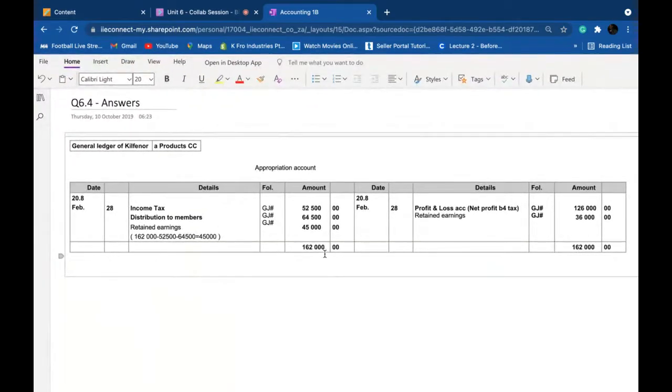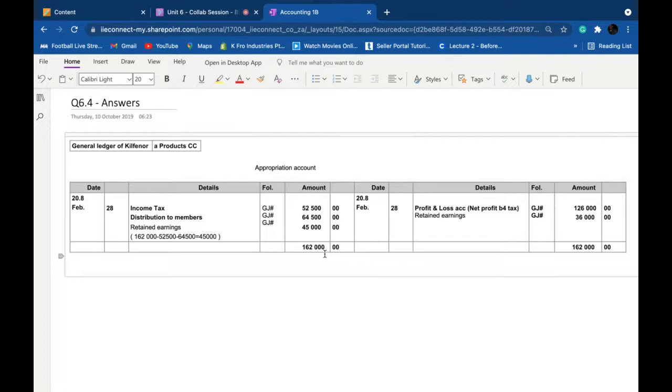All right, so we're just going to talk about this real quick. Under the required, it says prepare the appropriation account for the year ended 28 February 2008. Ignore that and dividend tax. Okay, ignore that, that makes our life easier. Then it says the following information relates to the CC: information on 1 March 2007, member contributions, then retained earnings, and then we have balances on 28 February 2008. We've got those balances, that's fine.